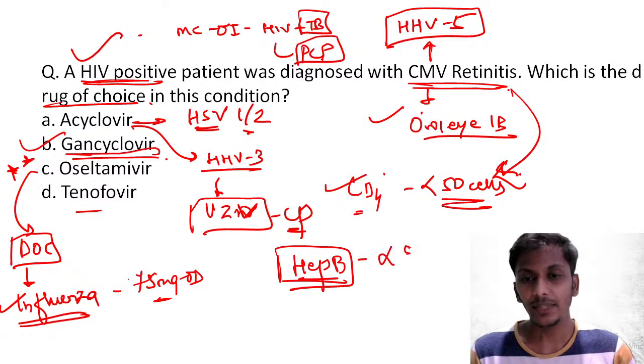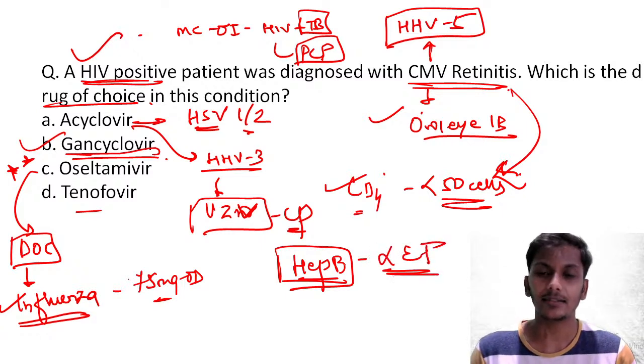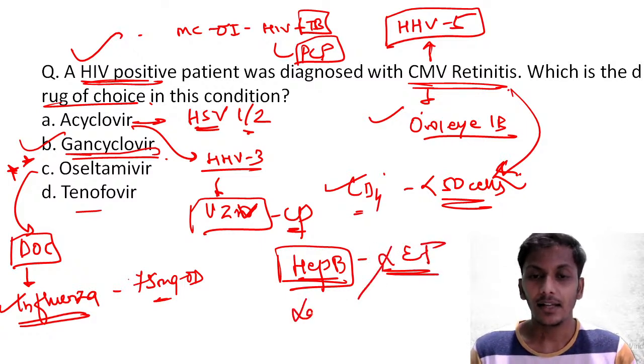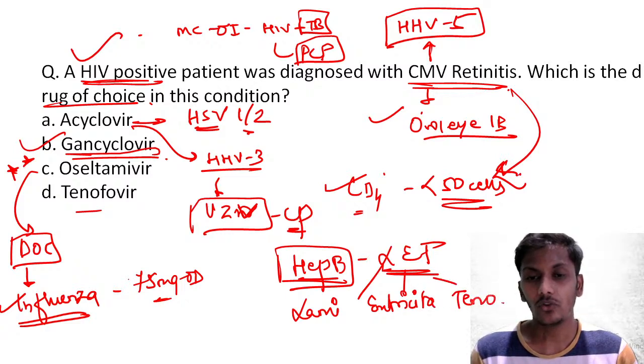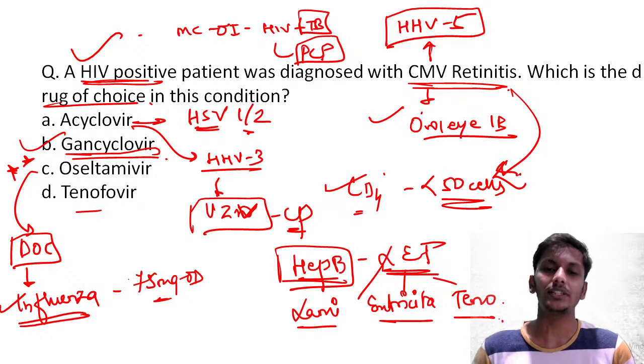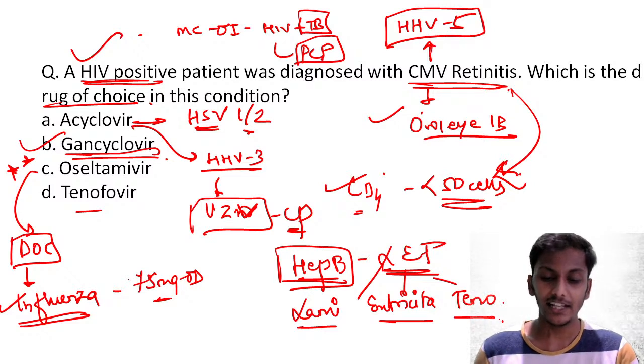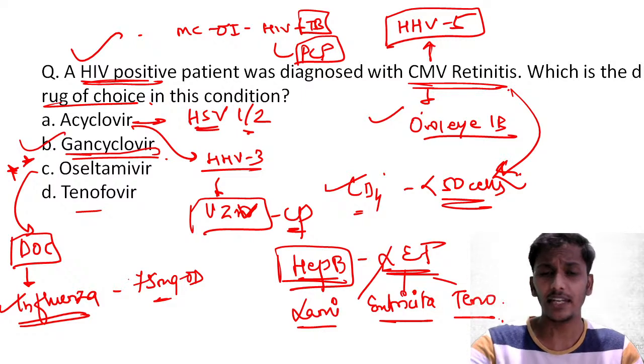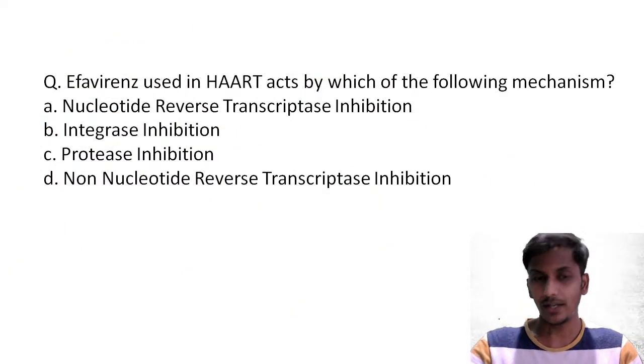So hepatitis B we usually treat with lead drugs. And what are the lead drugs? L goes for lamivudine, E goes for emtricitabine, and T goes for tenofovir. So lamivudine, emtricitabine, and tenofovir are the 3 lead drugs used in cases of hepatitis B infection. I hope this is very much clear now. Let's move on to our next question.